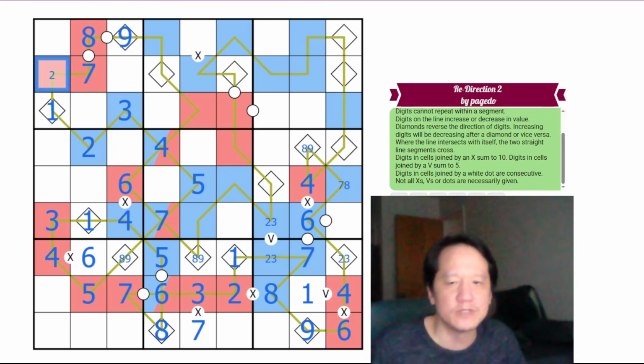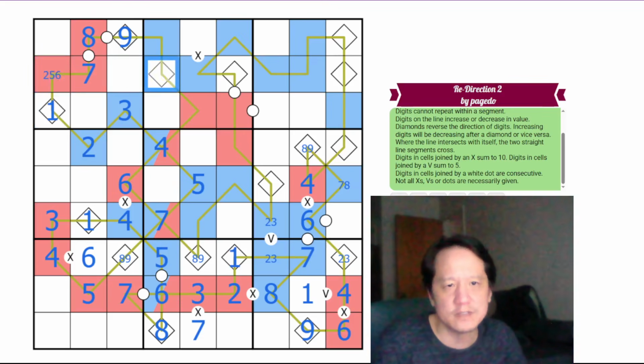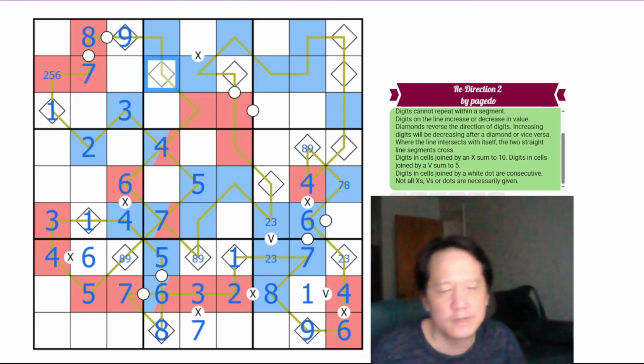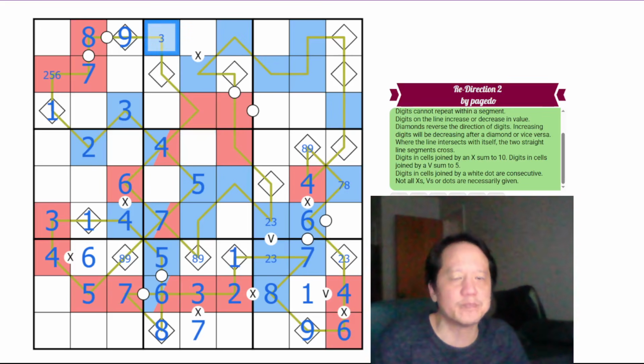We don't know what this is. This could be 2 through 6, but no 3 and 4, so it's 2, 5, and 6 there. This is decreasing there. No 8, 7, 6, 5, or 4, so this is 3 at most. That means this is 2 at most. 1 and 2, 2 and 3.